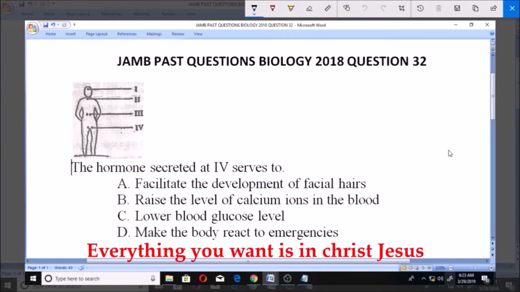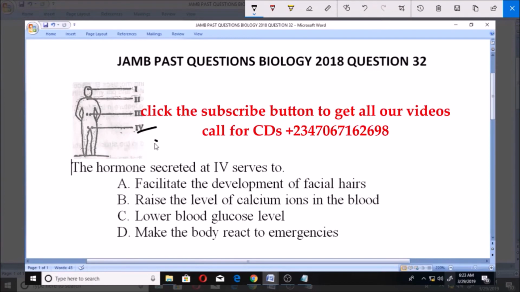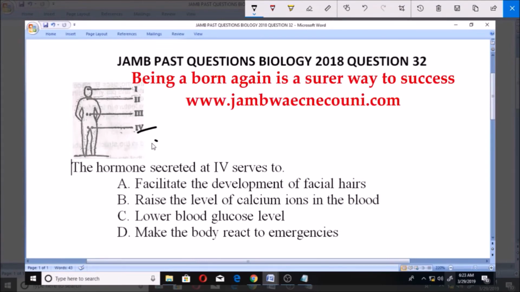Let's look at these Jamb past questions, biology 2018. Question number 32. The hormones secreted at IV serve to A. facilitate the development of facial hairs, B. raise the level of calcium ions in the blood, C. lower blood glucose level, D. make body react to emergencies.